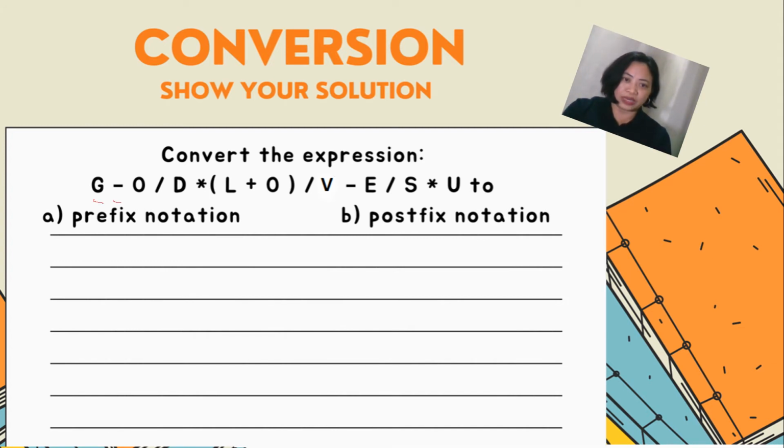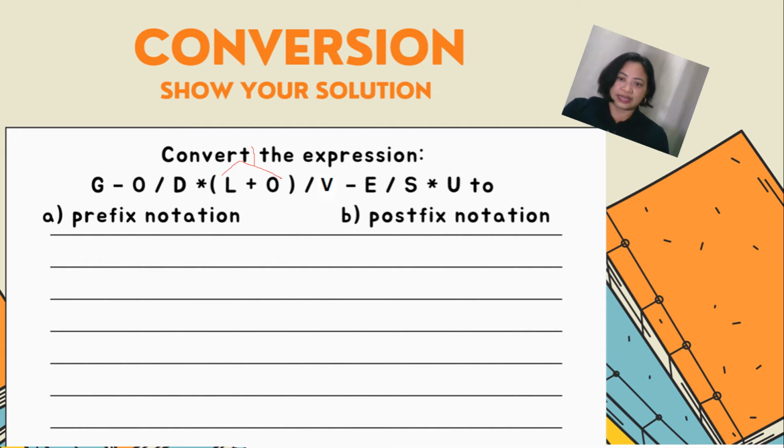Now, since we're going to convert that to prefix, first we have to evaluate the given expression. This is what we did at the start, the numbering. The idea is to find the highest level of precedence first. The highest level of precedence is any term inside parentheses. So we have to evaluate this one first: L plus O. This would be our first expression.